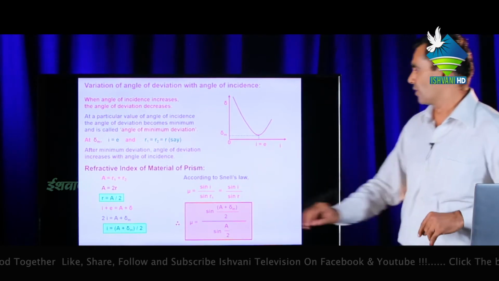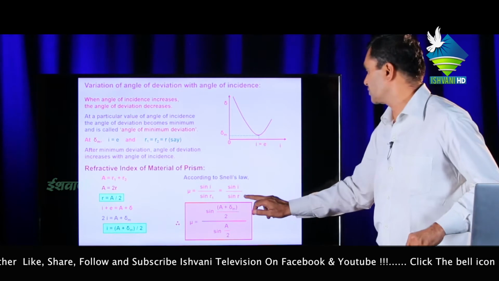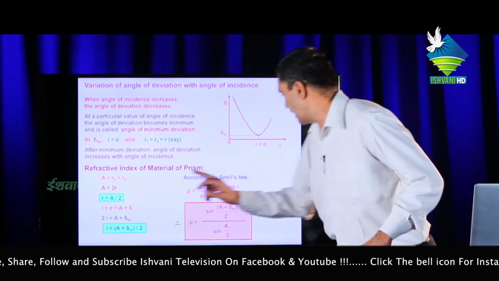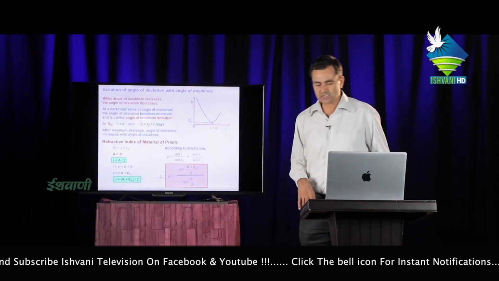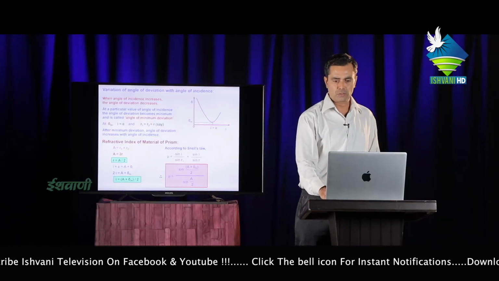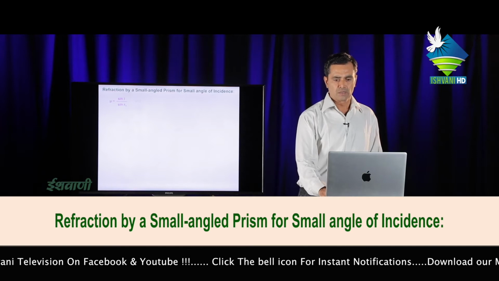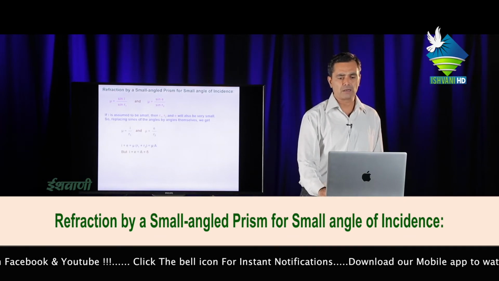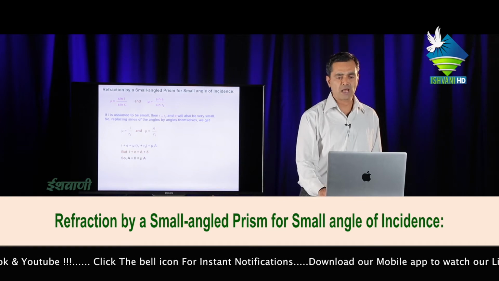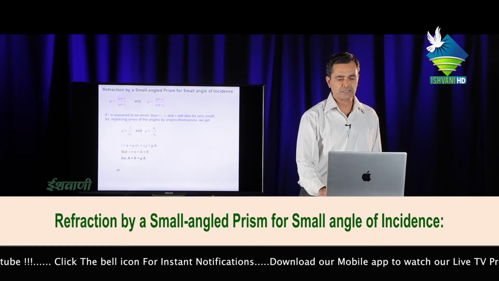Then putting the value of R in this position and putting the value of I in this position, we get this relation. This is called the formula for refraction. Next question: refraction by a small angled prism for small angle of incidence.